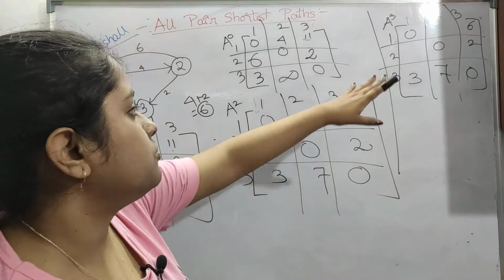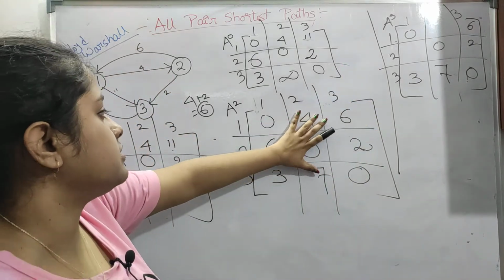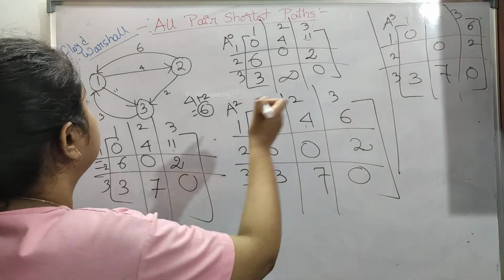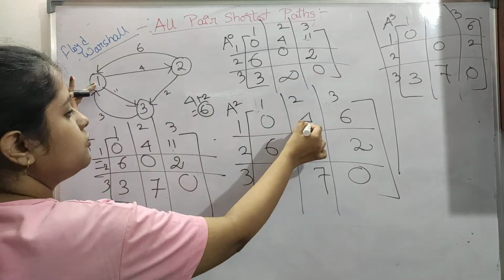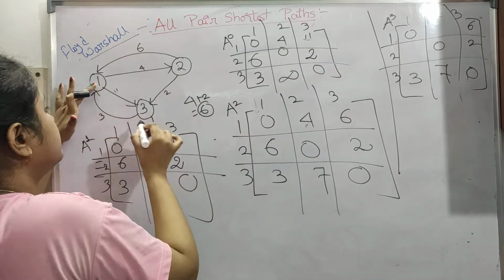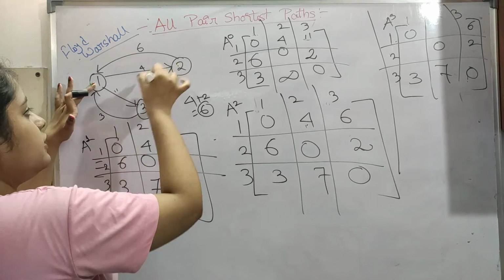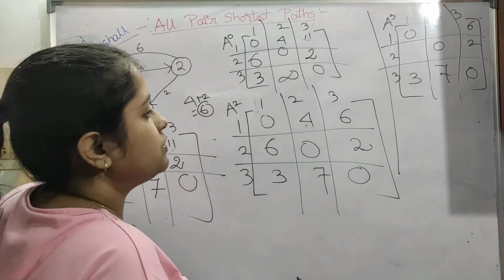So now we have to do this other 2, and we have to check this with this. So 1 to 2 is 4 here. If we use 3, it is 11, and there is no path from 3 to 2, so it will remain 4.